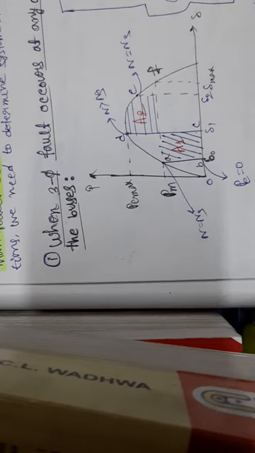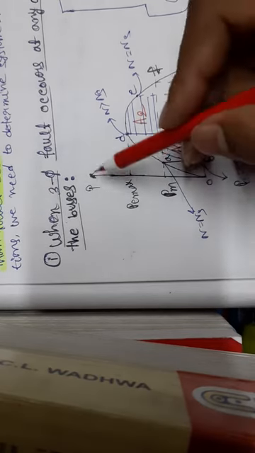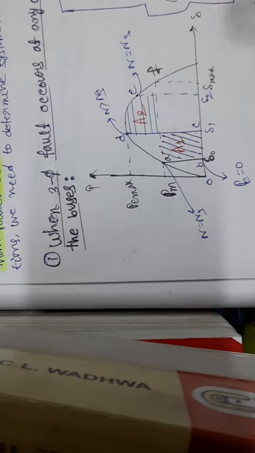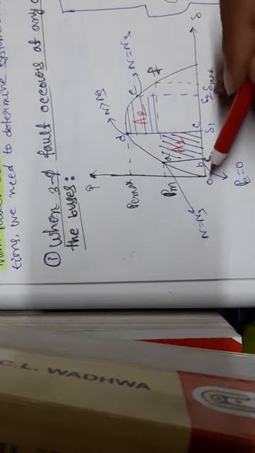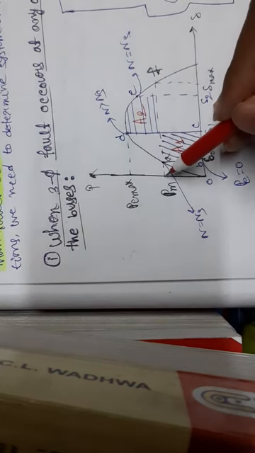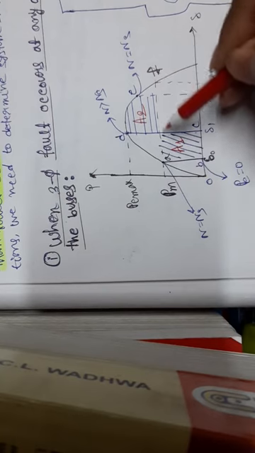Let us see that. First of all, here you can see that it is a P-delta curve. Here P is for active power and delta is for load angle. Now the P-delta curve looks like this. Here you can see a parallel line.